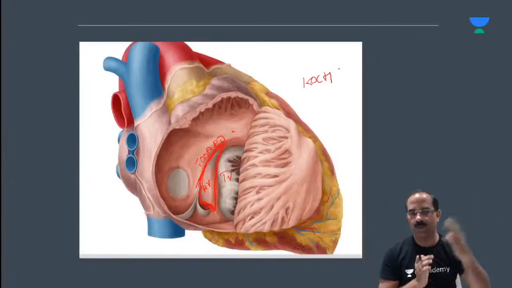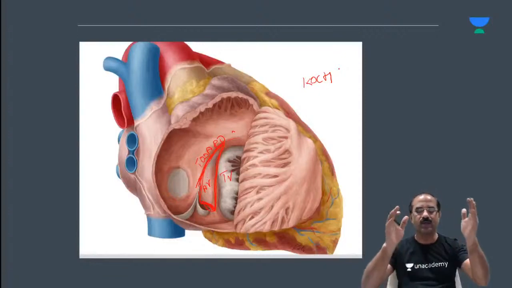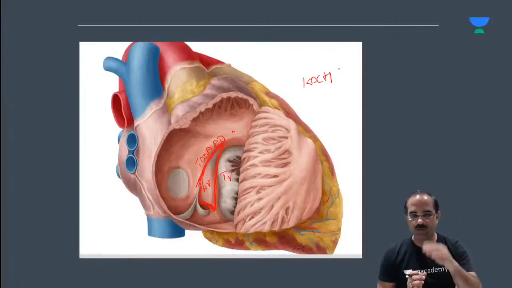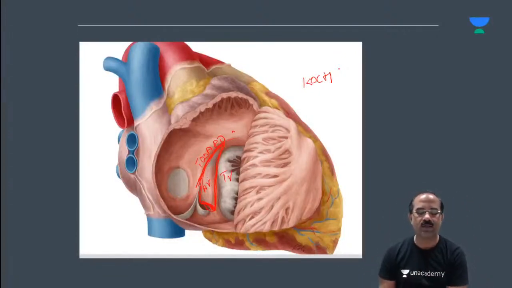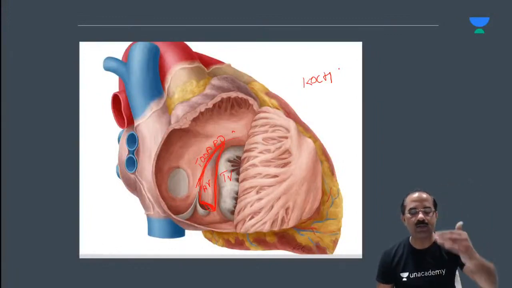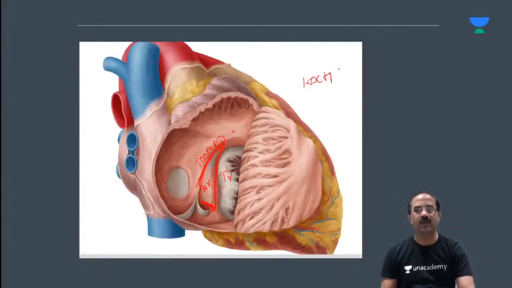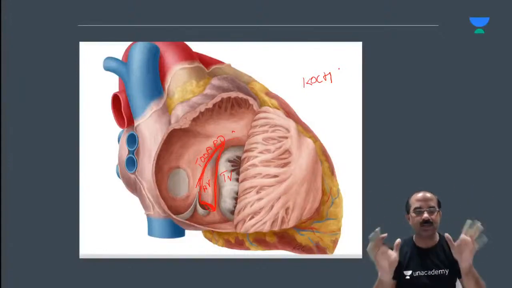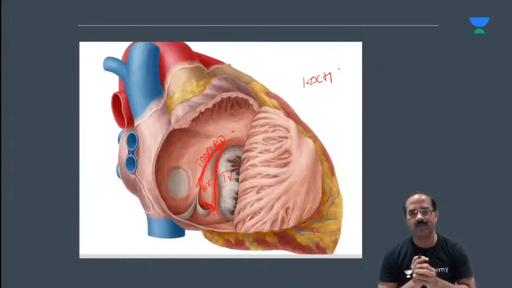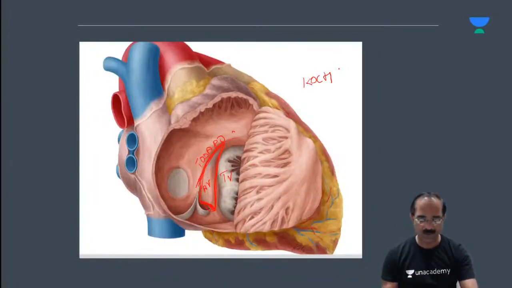If this comes as an option in the MCQ, the SA node lies at the junction of SVC with the right atrium. Just remember this. The SA node lies at the junction of SVC with the right atrium. So these are all the possible things that you can get in this slide. Okay, fine. We go to the next MCQ.